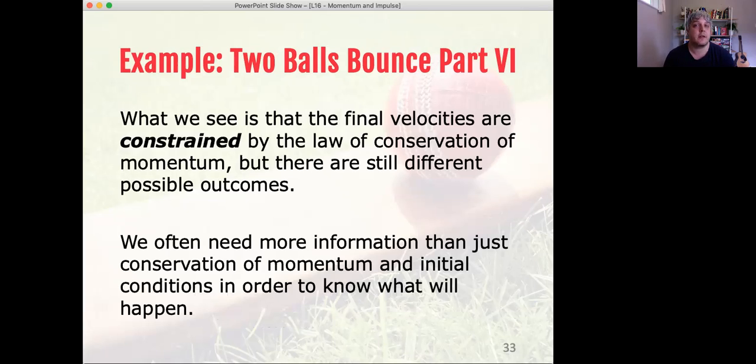So therefore, we often need more information about the system, about how the behavior is going to go, about how the objects will interact as they collide or as they bounce or as they do whatever they're going to do, in order to figure out what that interaction is really going to look like. And that's what we're going to look at in the next lesson.